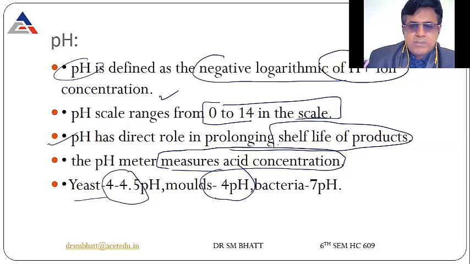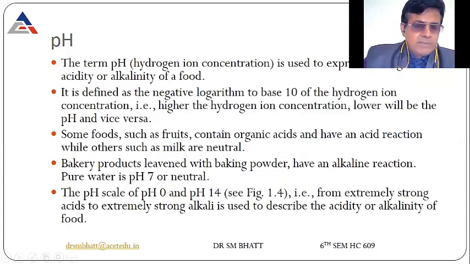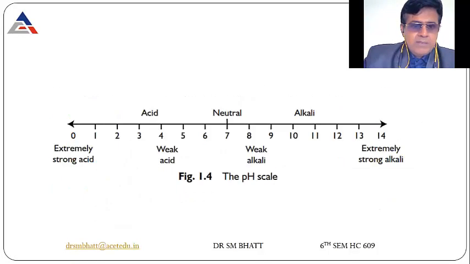Mold. Bacteria grow at pH 7, mold at pH 4. At pH 4 to 4.5, yeast grows better. Mold grows better at 4. Bacteria at 7.5. Alright. So on the basis of that, you can determine which one is acidic.